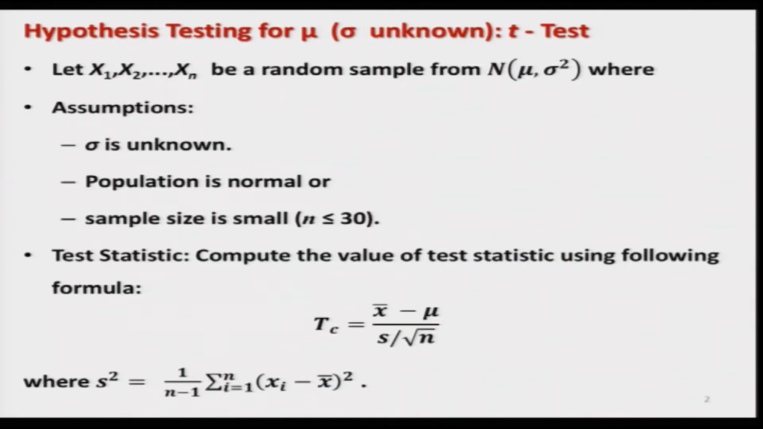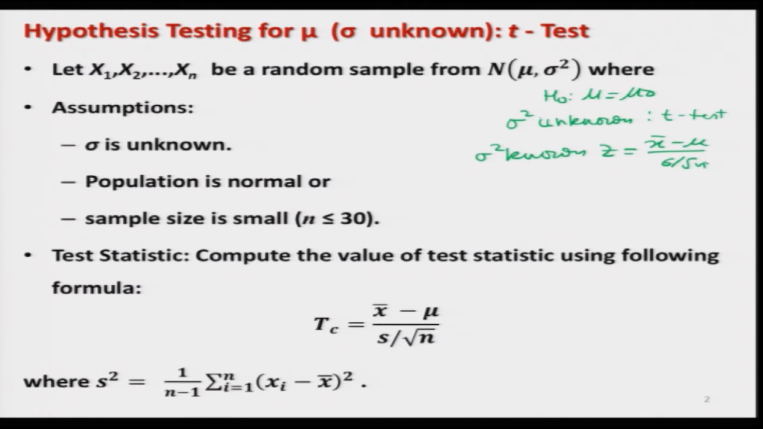Now we are going to understand the test for H naught: mu is equal to mu naught, where we assume that sigma square is unknown. In common language this is called a t test, because it is based on the t statistic. Similarly, when sigma square was known, we used the statistic z equal to x bar minus mu upon sigma by root n. Since this is based on the z statistic, many times people call it a z test or Gauss test. These are different names, so you do not get confused when you hear them.